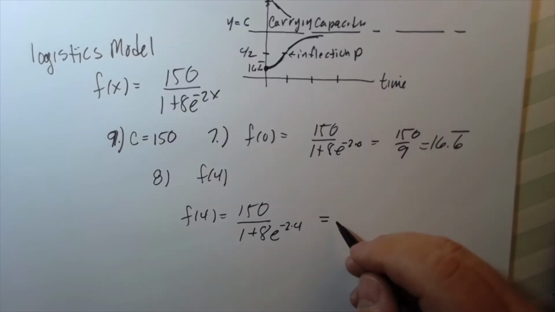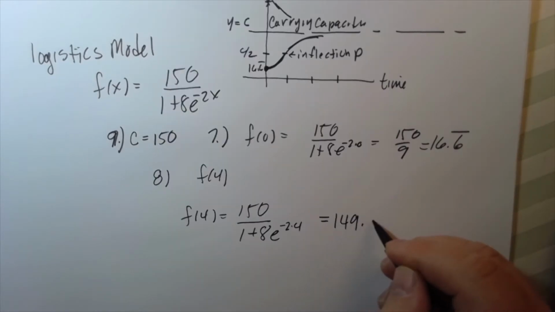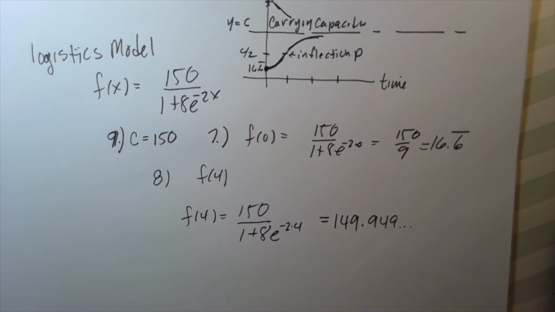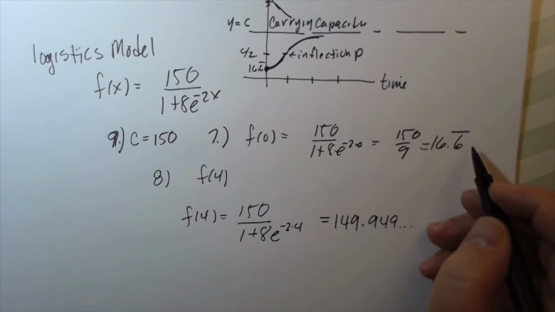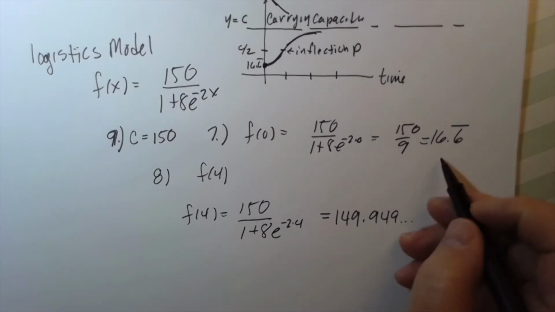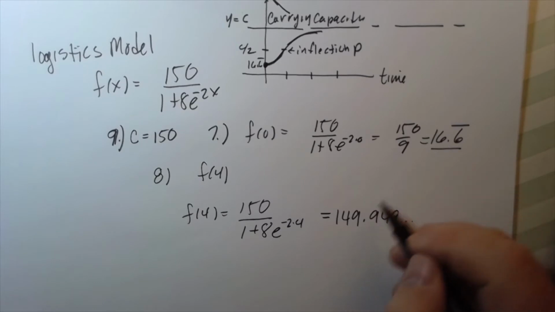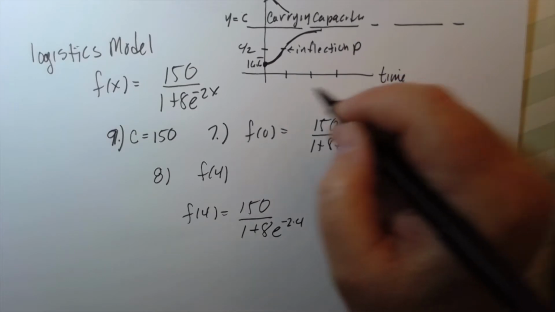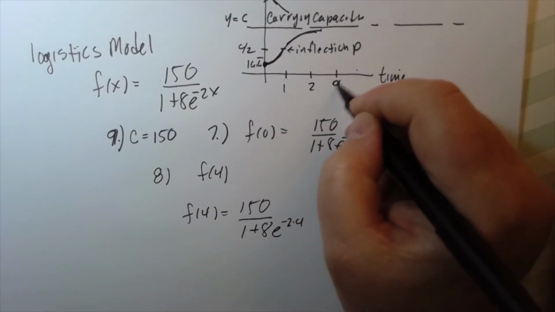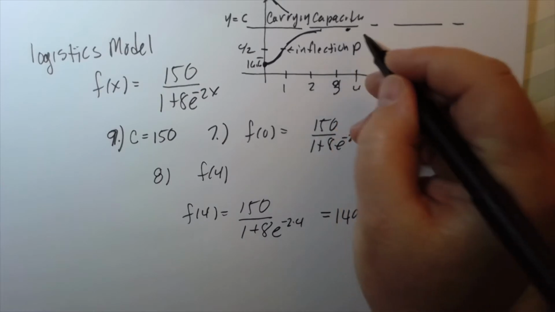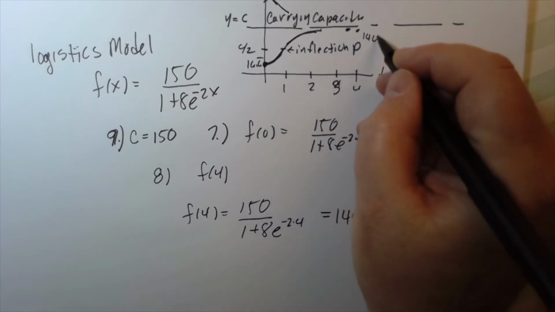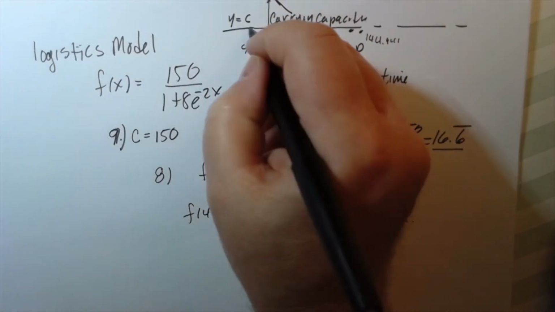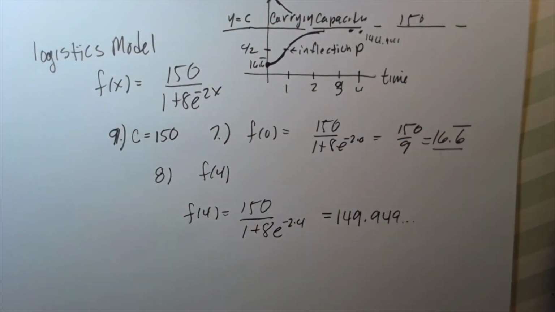And we get 149.949. So whatever this population is related to, rabbits or something, maybe it's thousands or millions or who knows. This is our starting place, and it's going to grow from 16 and go through 149 at 4. So it's almost up here. By the time we get to 1, 2, 3, 4, we're right here at 149.949, and if the carrying capacity is 150, we're right below it.